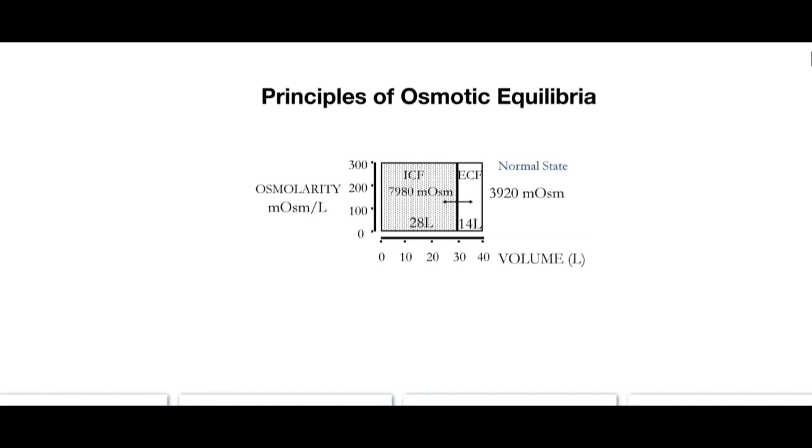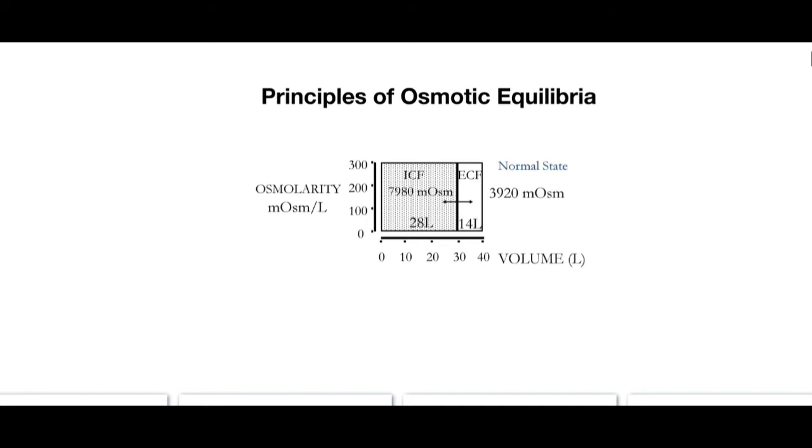All right, so if we're looking at this, I just now see that I have a little typo. Sorry about that. The intracellular osmolarity should actually be 7850 or something like that. I typed that wrong, sorry. Your extracellular osmolarity should equal your intracellular osmolarity. If it doesn't, what's going to happen? Fluid's going to move to try and maintain that osmotic equilibrium.